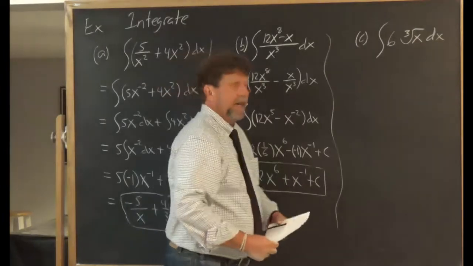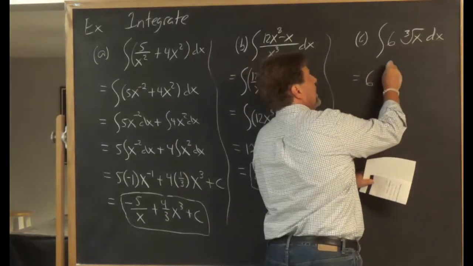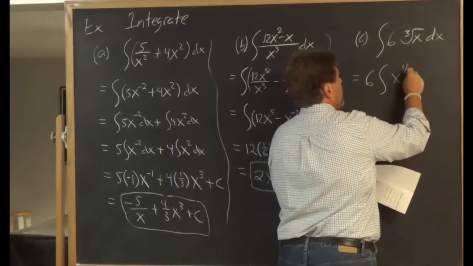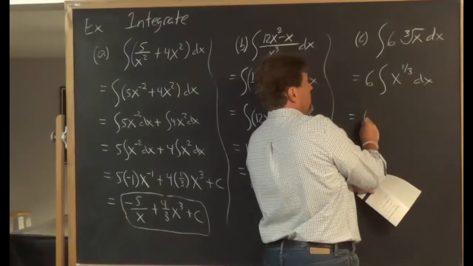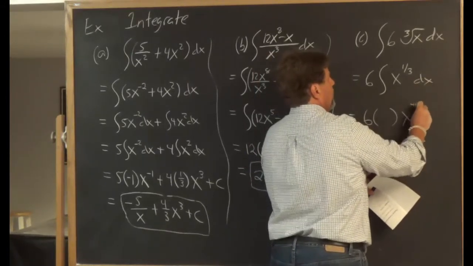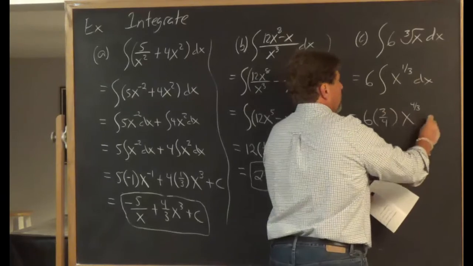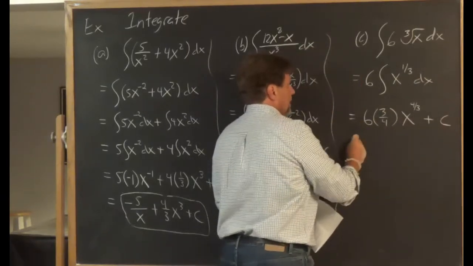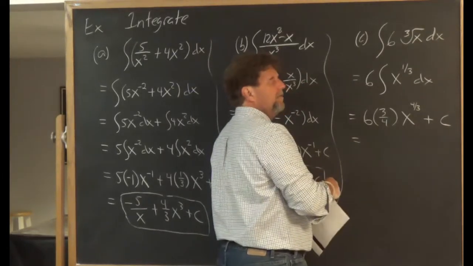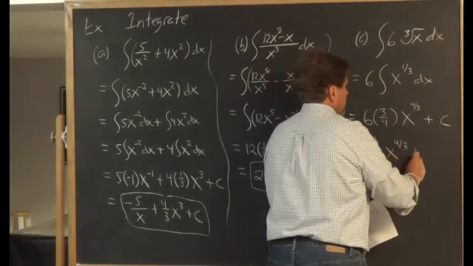Okay, in part C, I'm going to do two steps at once. I'm going to start off by ripping the constant out front and then rewrite cube root of x as x to the 1/3. So now I can use the power rule. My new exponent, I add 1 to get 4/3. In here I put the reciprocal of the new exponent, which is 3/4. Don't forget the plus c. And let's see, 6 times 3/4, it's 18/4, it's 9/2. So 9/2 x to the 4/3 plus c.